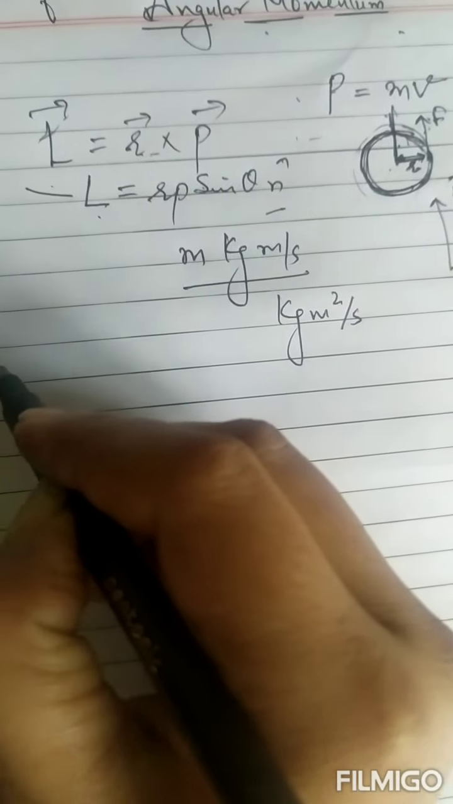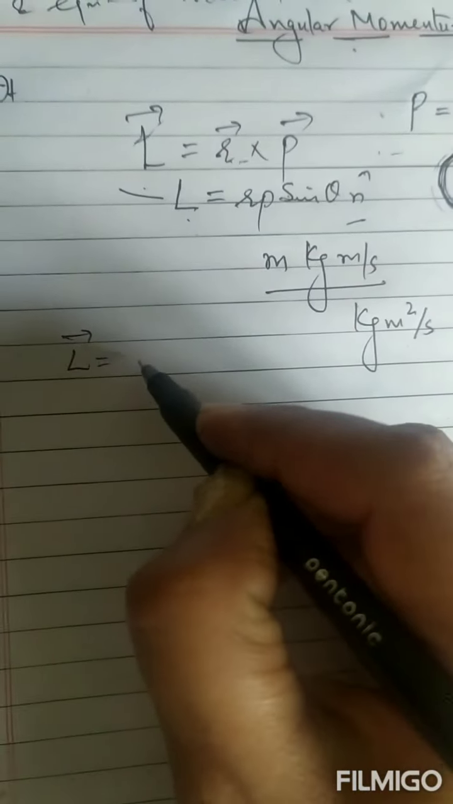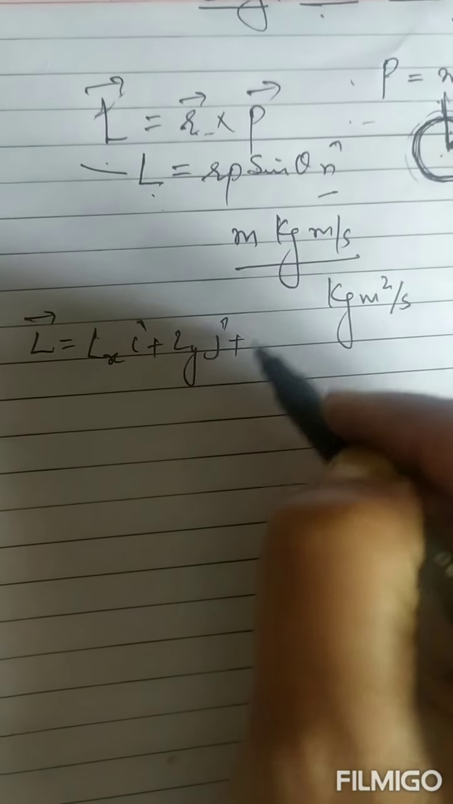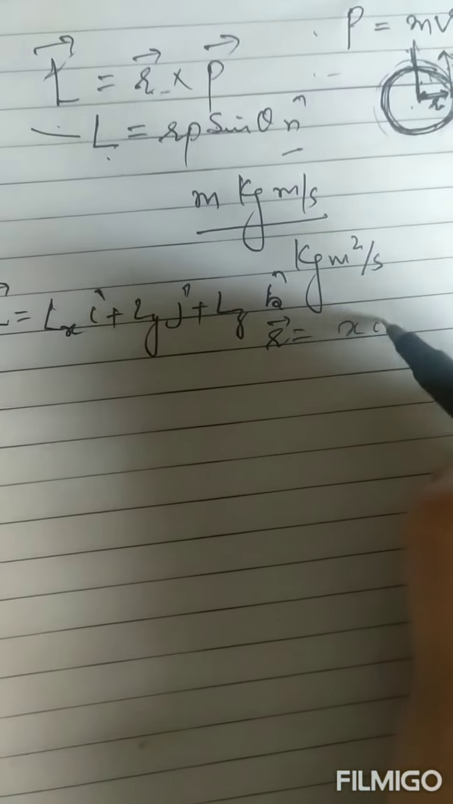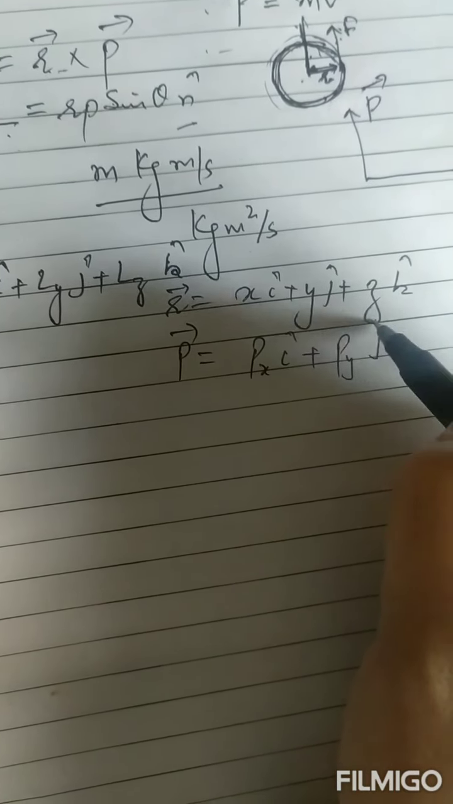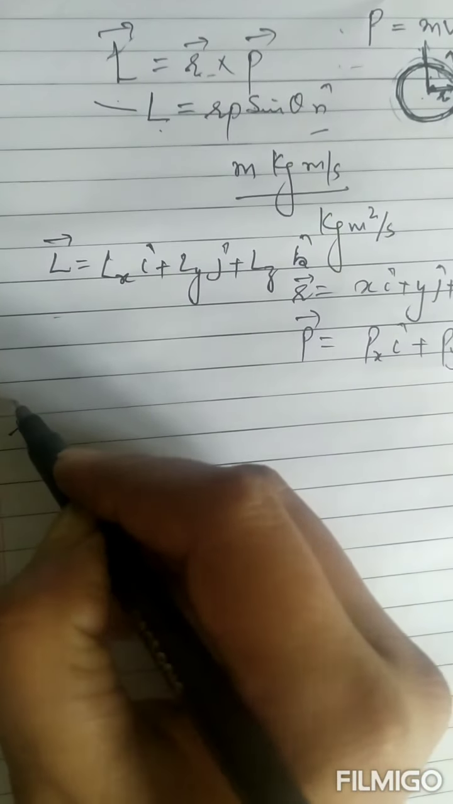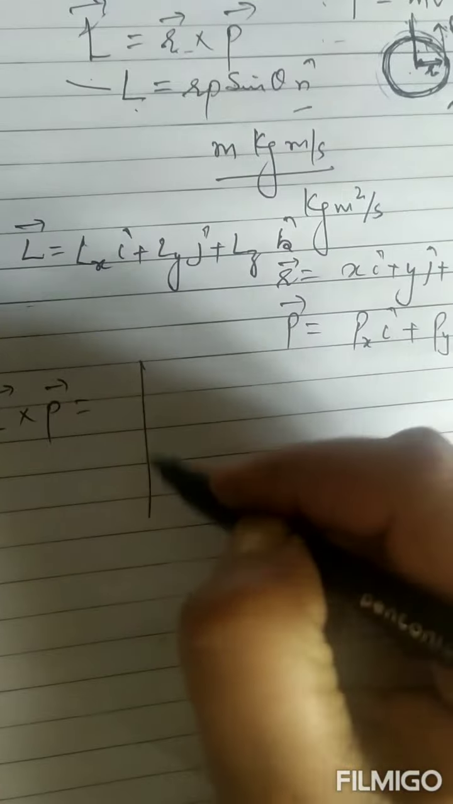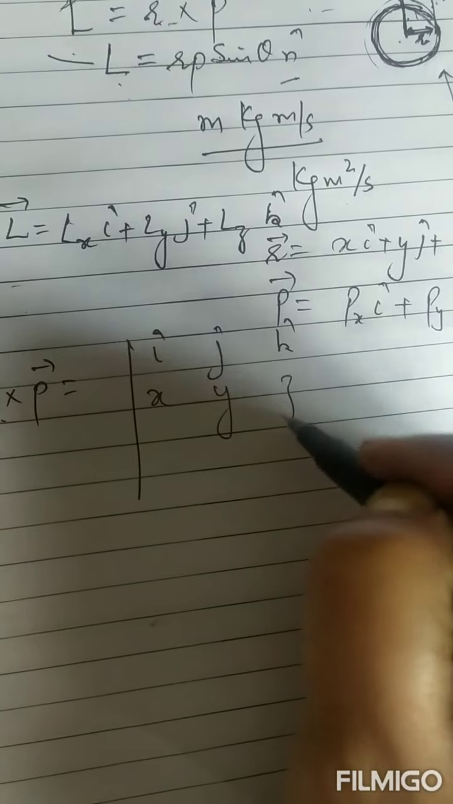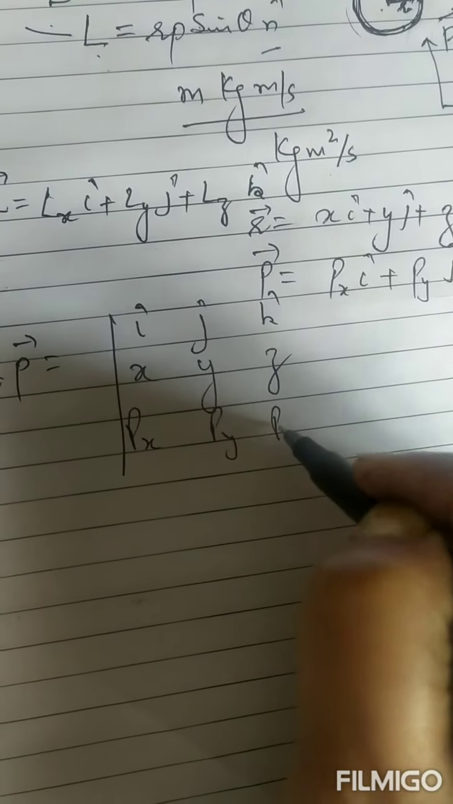Afterwards, if you have to find it in terms of Cartesian coordinates, suppose L vector has components: this is the component along x axis, this is along y axis, this is along z axis. R vector is given by x i cap plus y j cap plus z k cap, and momentum also has components because all these are vector quantities. Then find R cross P. By the same method as we found the cross product, i, j, k, R vector means x, y, z and P vector means px, py and pz.